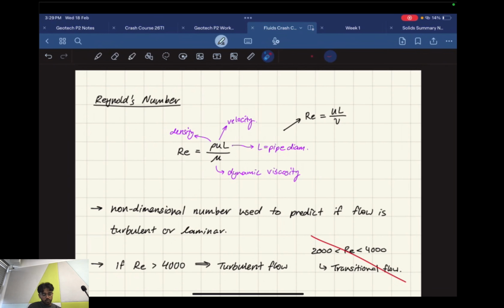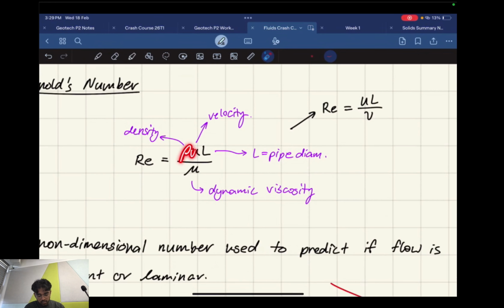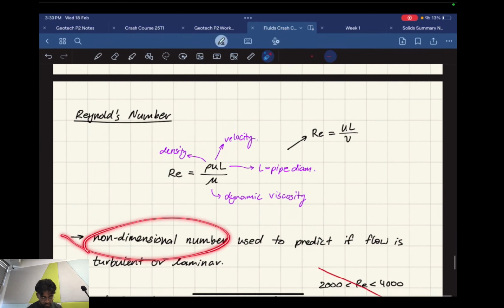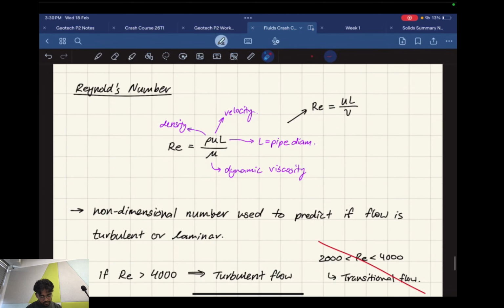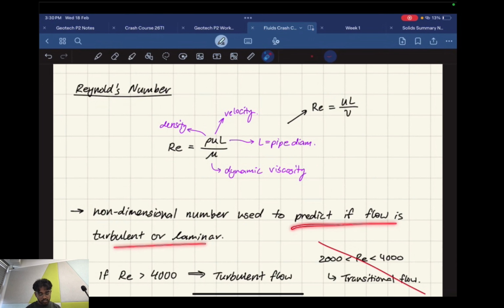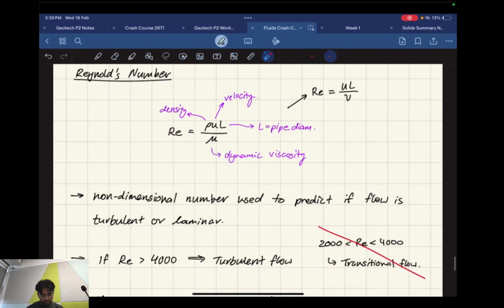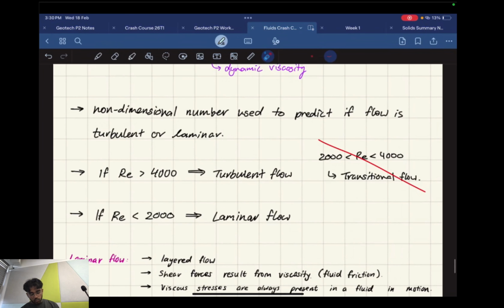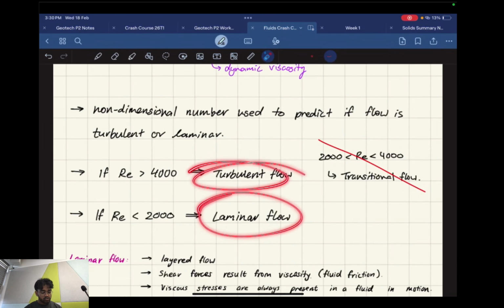So Reynolds number has a formula. It's got 2 formulas. Rho times U times L divided by my dynamic viscosity. So what is Reynolds number? It's a non-dimensional number. Non-dimensional meaning it has no units. So it's just a constant used to predict if flow is going to be turbulent or laminar. So we have 3 different cases: turbulent, laminar, or transitional flow.